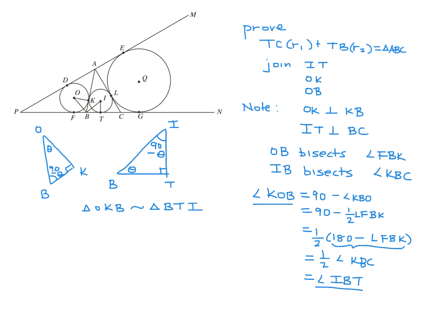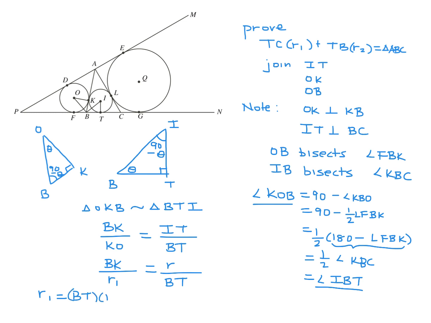And when you have similar triangles, you can use the ratio of the sides. So that means that BK over KO is equivalent to IT over BT. And then let's see, do we have any kind of thing we can substitute? KO is R1, right? That's just the radius of that small circle. And then IT is the radius of the circle inside ABC, which they just call R. And then BT is just BT. So rearranging, I have R1 is equal to BT times BK over R. So this is my first finding.